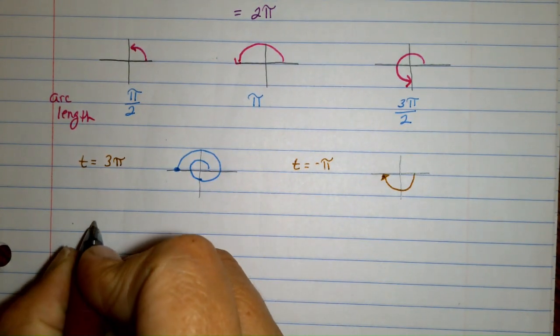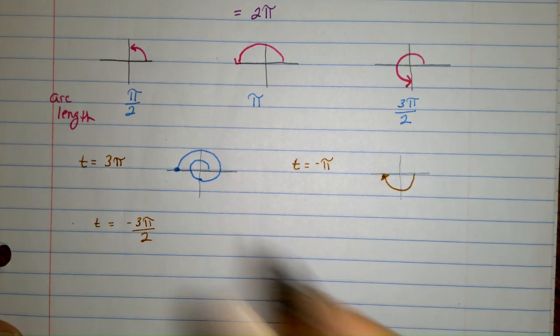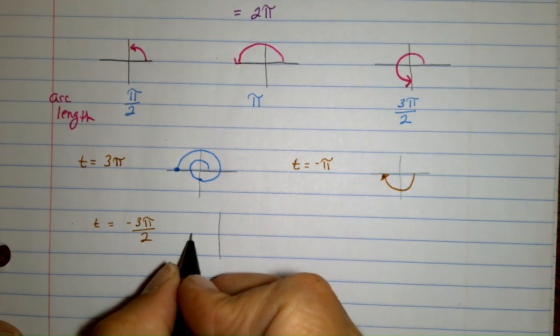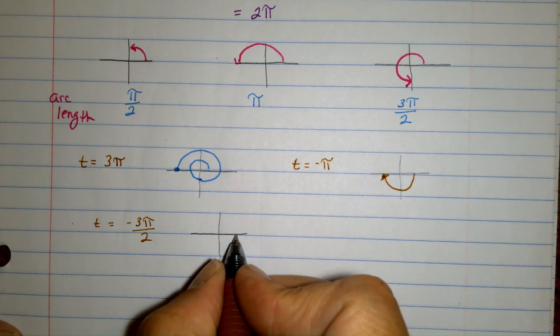Okay, and let's do negative 3 pi over 2. Okay, which is 1 1/2, right? So halfway between 1 and 2. We have to go down because it's negative.